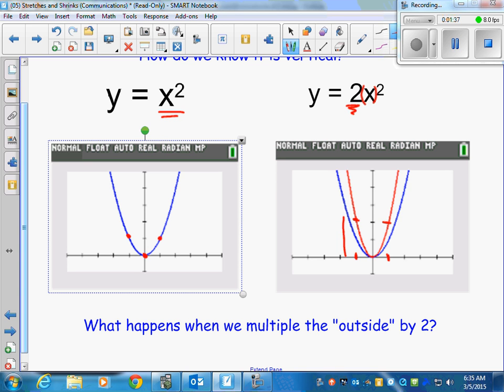So we can see the vertical distance now is 2 for a horizontal distance of 1, compared to the original graph where the vertical distance is 1 for every horizontal adjustment of 1.